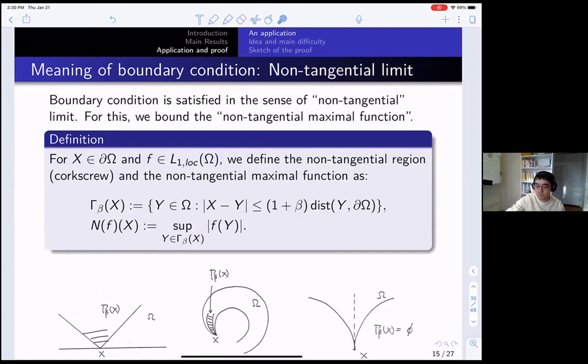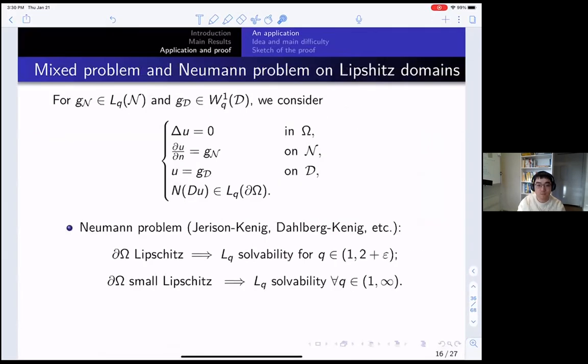Of course, naturally, if we want to discuss some limit, then we want to bound the non-tangential maximal function. This is how we make sense of this problem. So besides the usual equation and boundary condition, we also require that the non-tangential maximal function of ∇u is in L^q. Once we have this kind of boundedness, then by the usual Fatou-type theorem, the non-tangential limit of the normal derivative of the function itself will converge to the boundary data. Sorry, I should say the boundary condition is satisfied in the sense of non-tangential limit. So this is the standard Fatou-type theorem. We only need to bound this non-tangential maximal function.